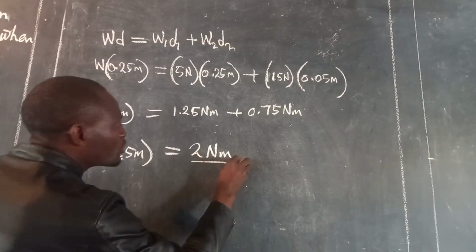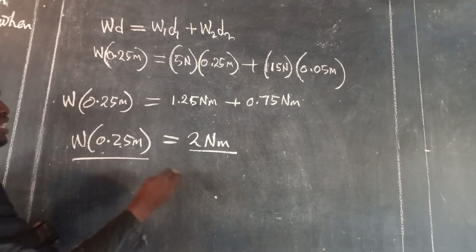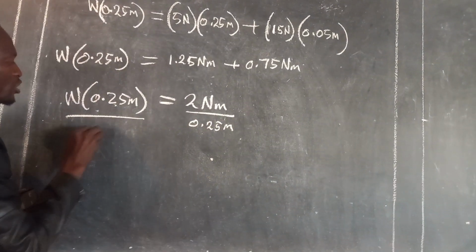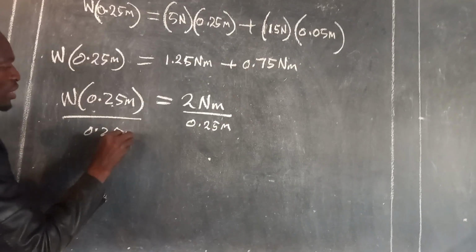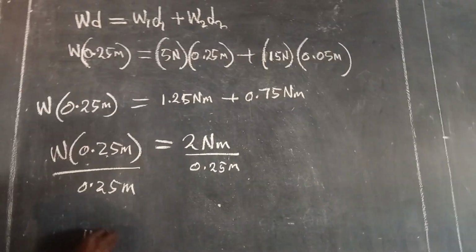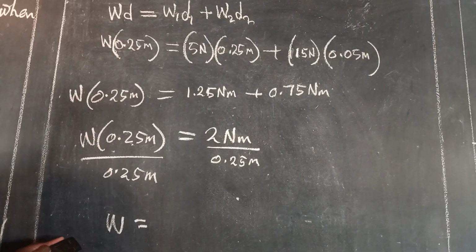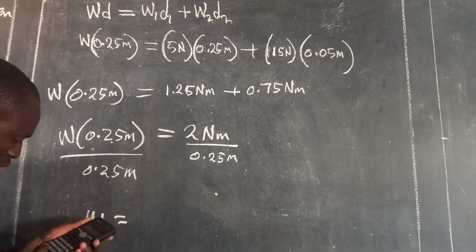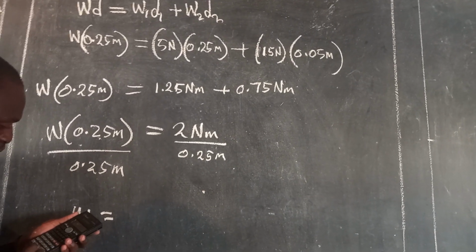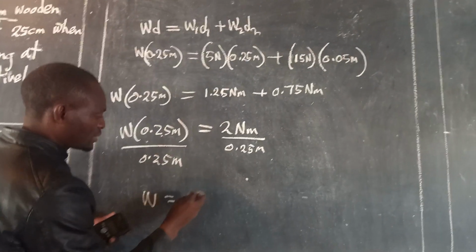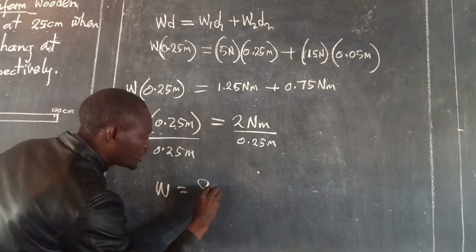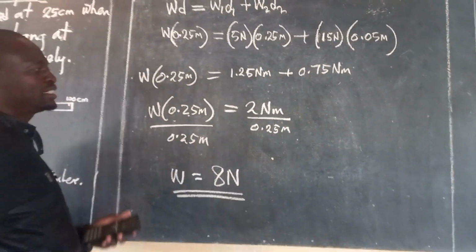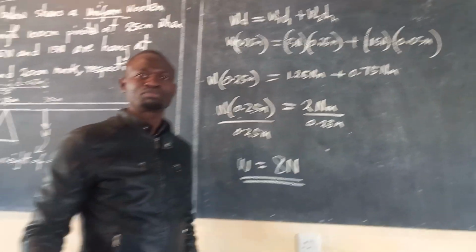And dividing throughout on both sides of the equation by 0.25 meters, we remain with W there, and 2 divided by 0.25 is giving us 8 newtons. Okay, this is how we solve the equation.